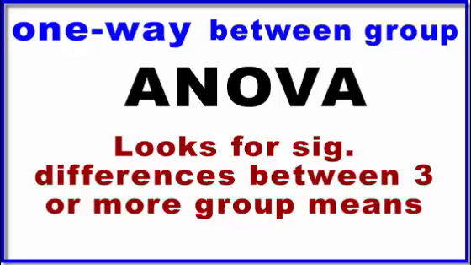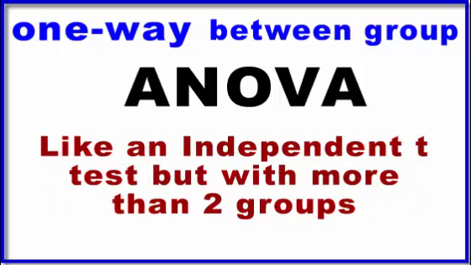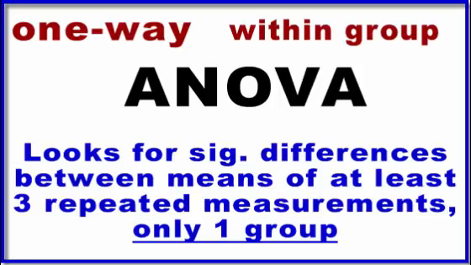Again, the one-way between group ANOVA looks for the significant difference between 3 or more group means. It's a test question. Think of it like an independent t-test, but instead of 2 groups, you got more than 2 groups. Moving on. There is something called a one-way within group ANOVA.